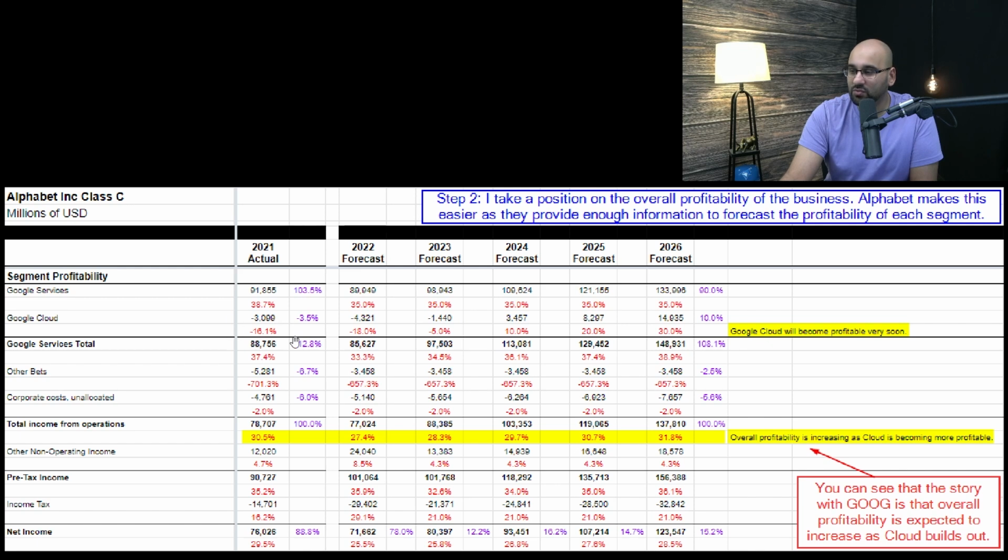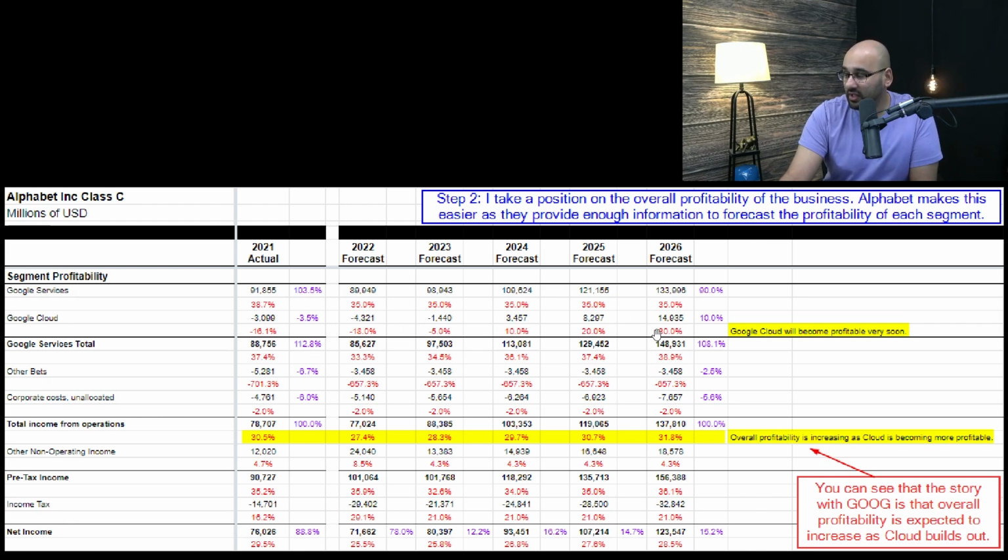Well, this red number here just shows you the profitability, and so it obviously is a negative number, which means that it's not profitable. I forecast that it becomes profitable in 2024. And I put the note here that Google Cloud will be profitable very soon, but this is a risk, right? I wouldn't encourage you to be too conservative, but I do encourage you to be conservative. And so I think this is reasonable. I think it's middle of the ground.